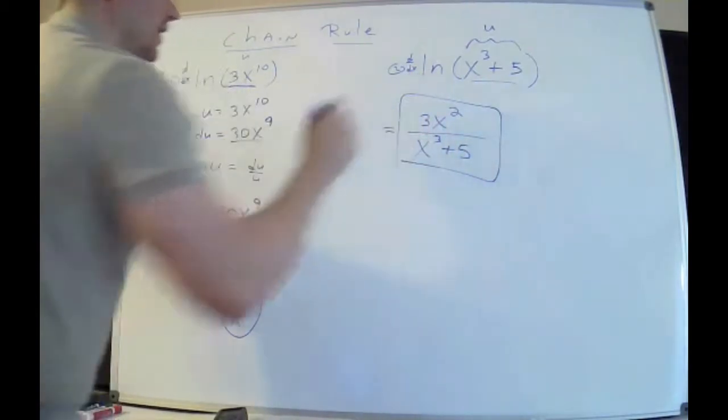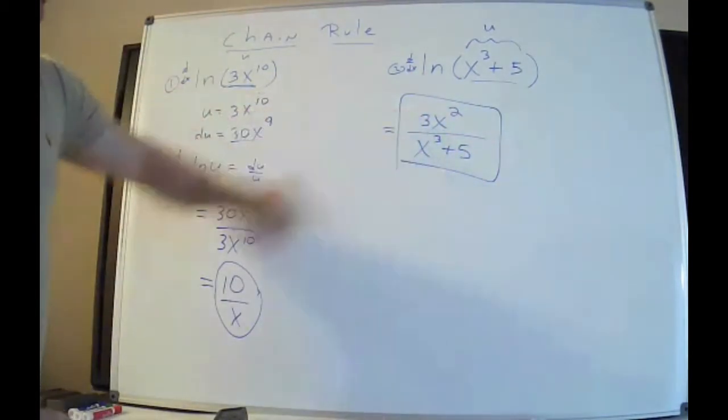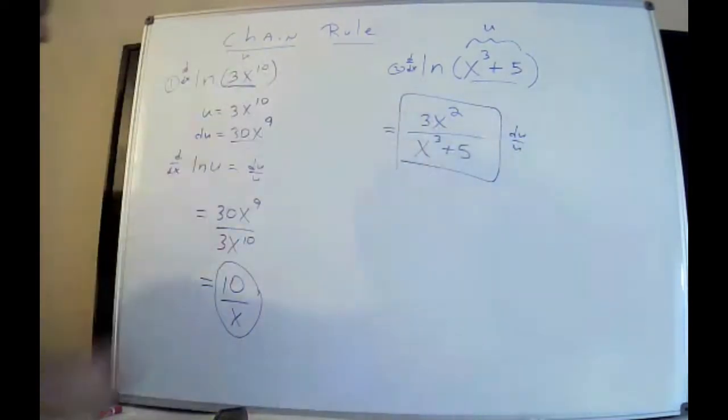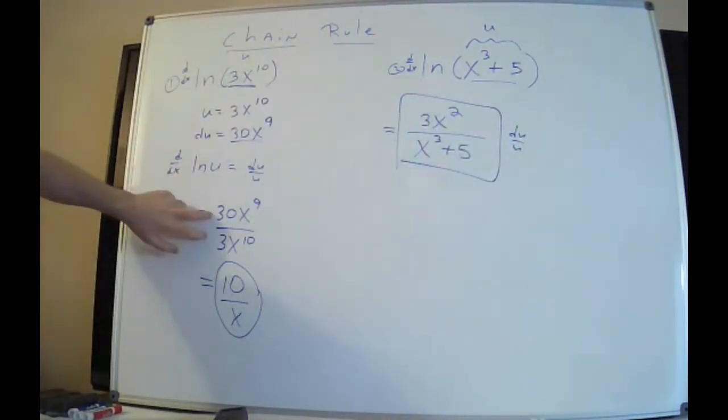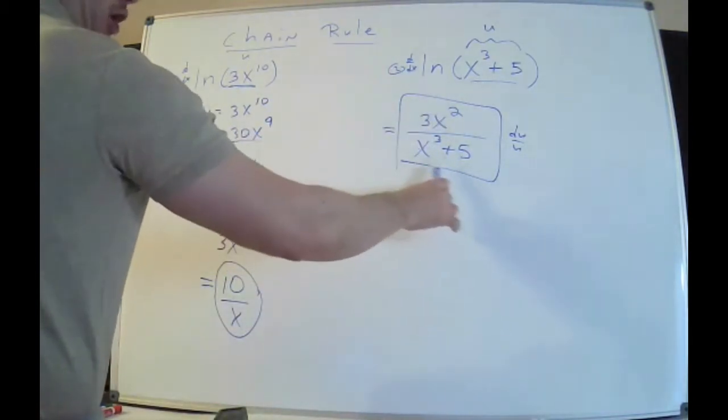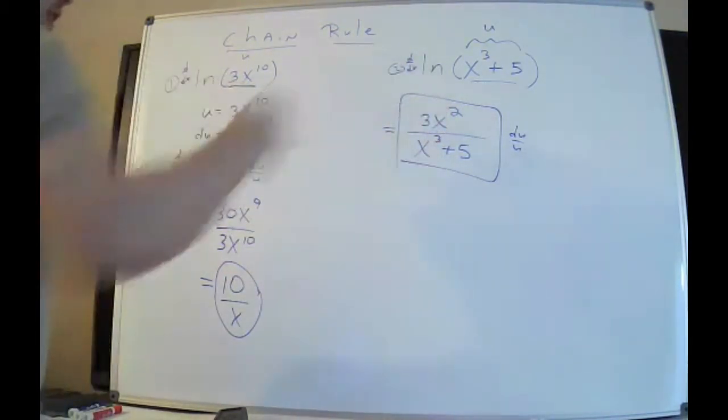You're done. Really easy. Du over u. It does not get any easier than that. And this one doesn't simplify, but this one did. There's no pluses and minuses between these terms. This is a single term, so you can reduce. Here you cannot. You have 2 terms, a binomial. You cannot cross out like that.